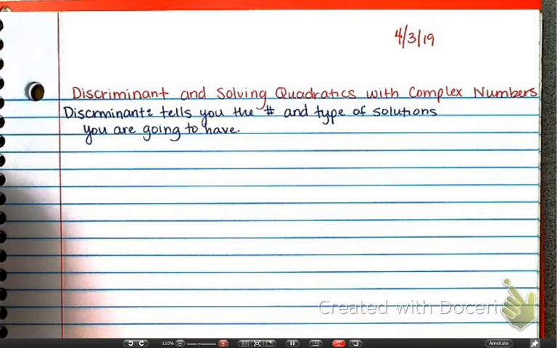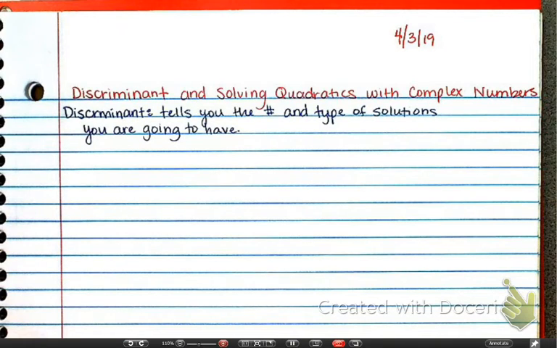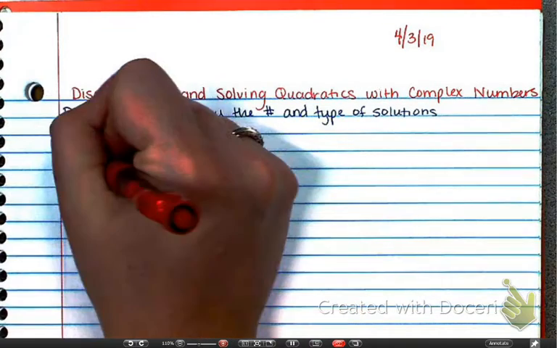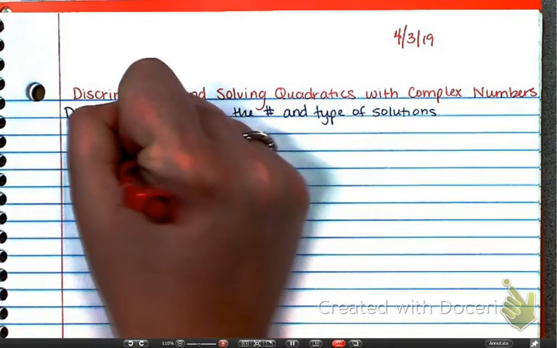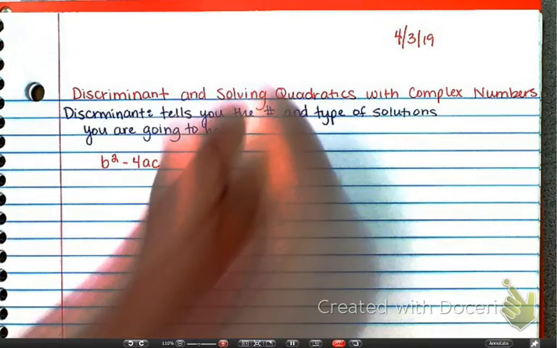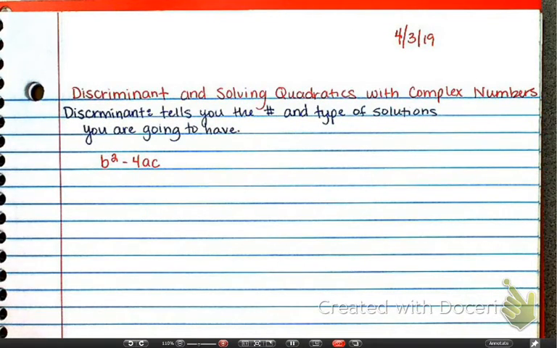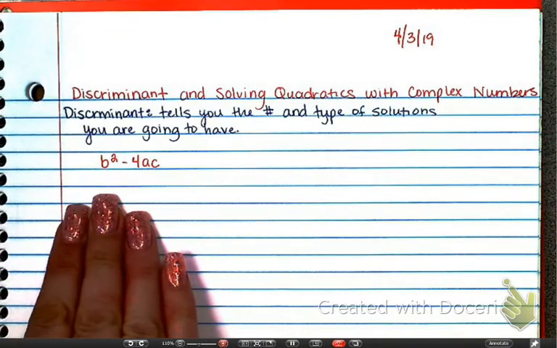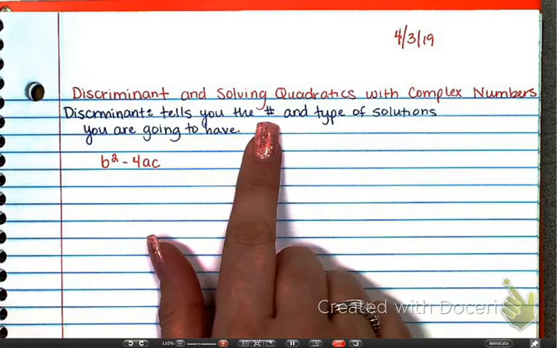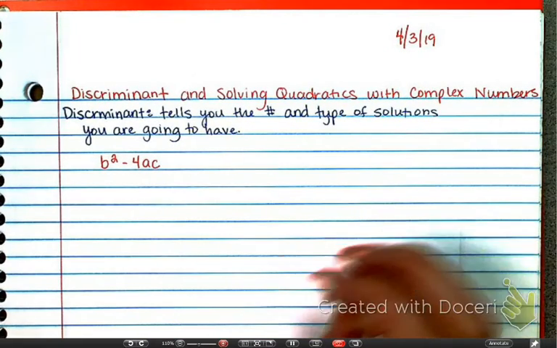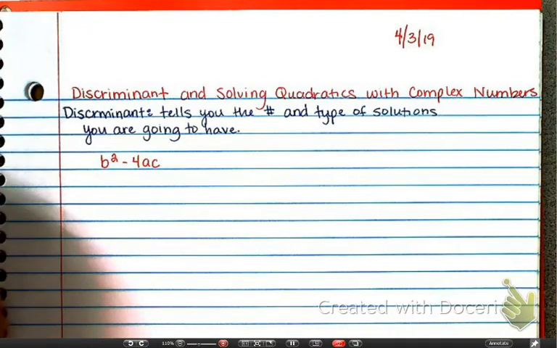Now, the nice thing about the discriminant is it's part of the quadratic formula. So all of the stuff that's underneath the square root is my discriminant. So the b squared minus 4 times a times c is your discriminant. We're going to use this to determine how many solutions we have and the types of solutions that we have. And let's talk about each of the differences.